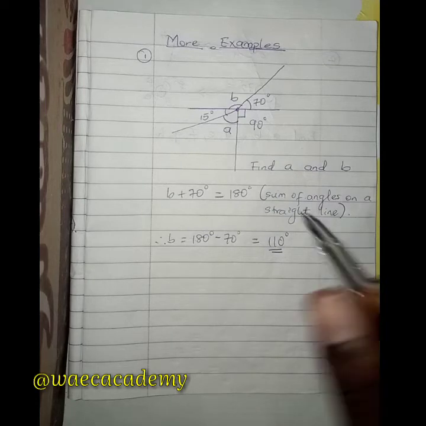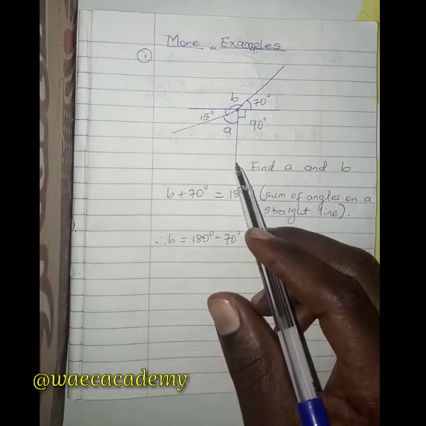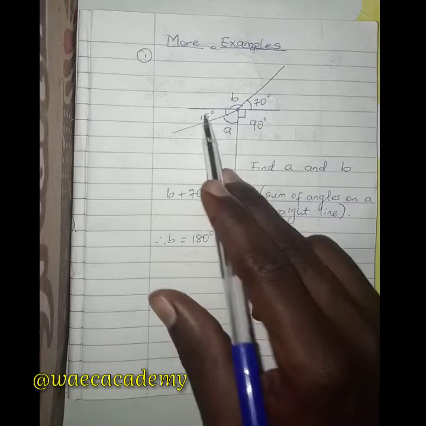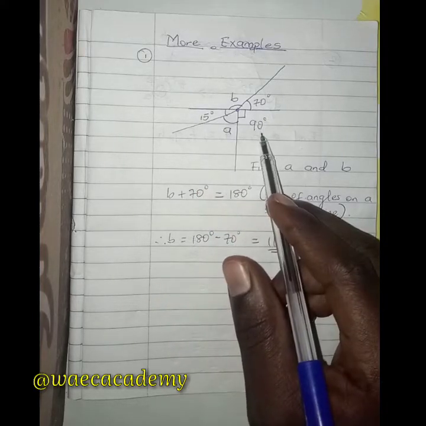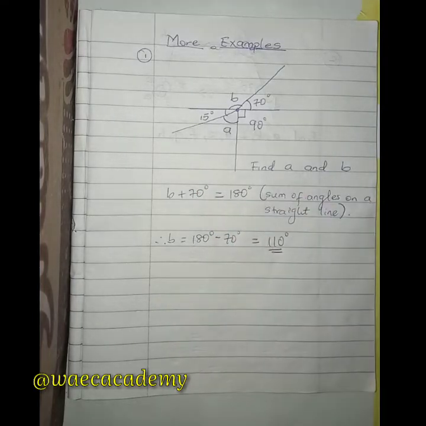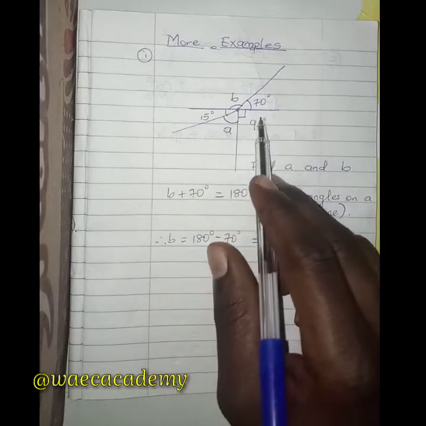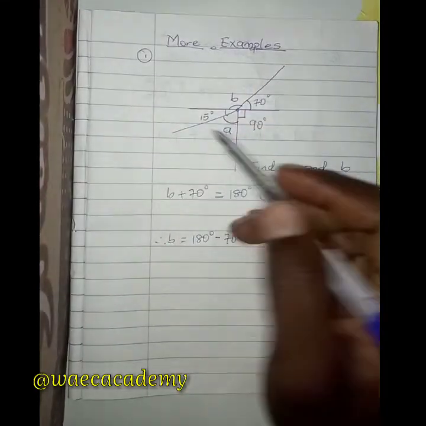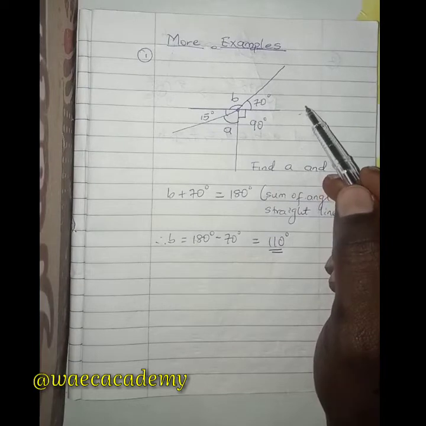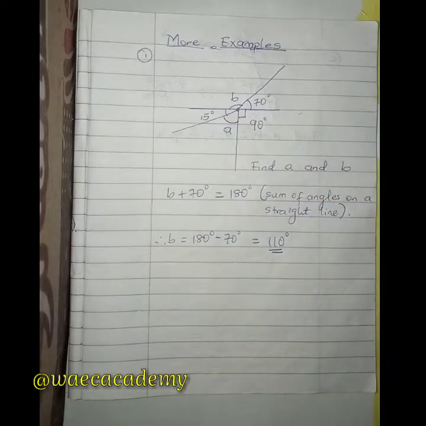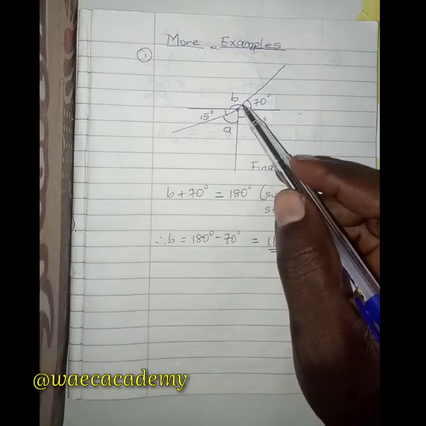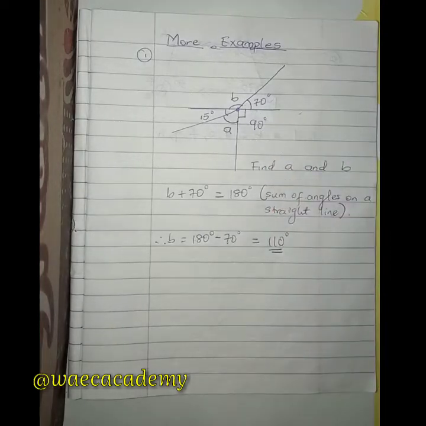If you want to get A, you can also still use sum of angles on a straight line. So you have 15 degrees plus A plus 90 degrees all equal to what? 180 degrees, because these three angles are on the second side of this straight line. Understood? Great. But let's try to use sum of angles at a point, because now you have reduced the number of variables to just one.